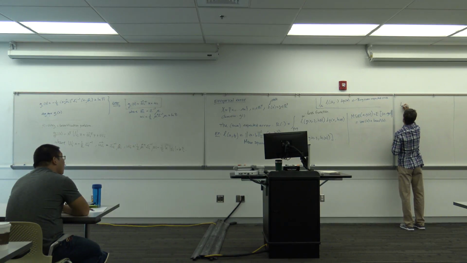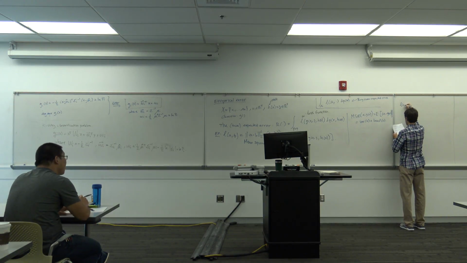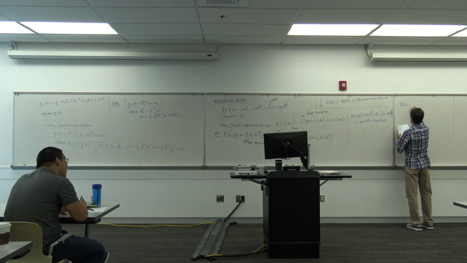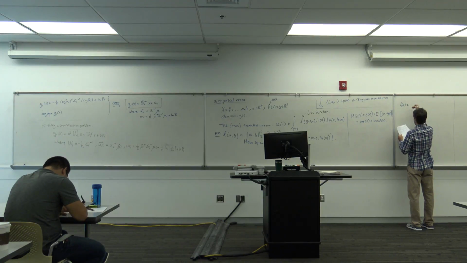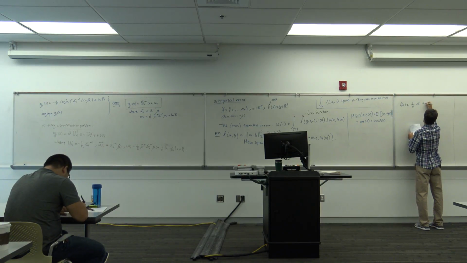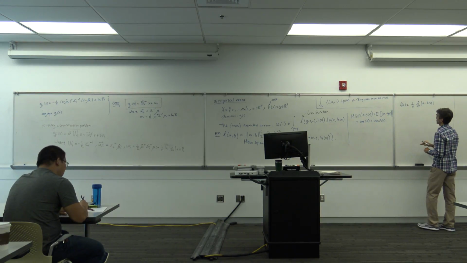Then our L(A) is going to be equal to, or A H of A if you want, 1 over n, the sum of the absolute value of A minus H of A for all my samples, right? It's going to look something like this.